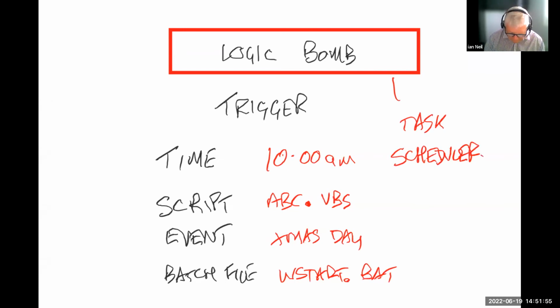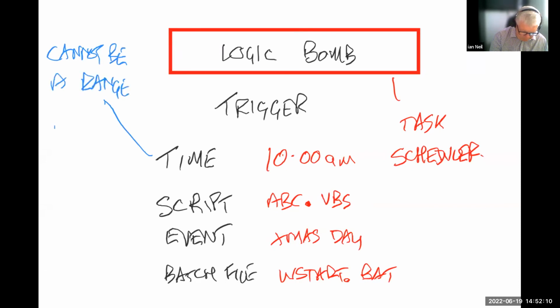Now, one of the things you've got to watch is time. It cannot be a range. Example, 2 to 4 a.m. It's got to be an actual time, like Pacific time. How are we doing?